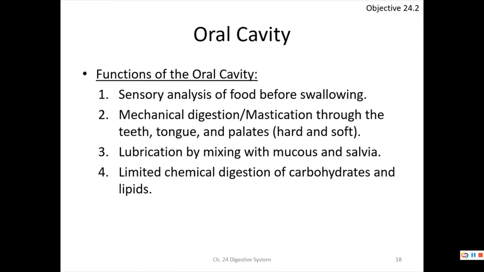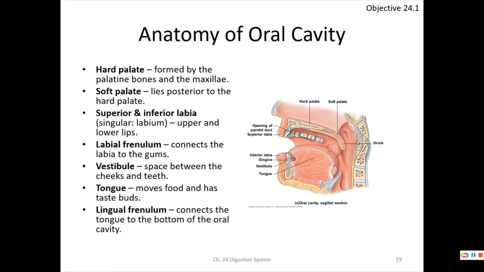And then there's some chemical digestion of carbohydrates and lipids. We're going to talk about how the saliva and the tongue both contain enzymes that are going to help digest some of the material. So let's start in the oral cavity.